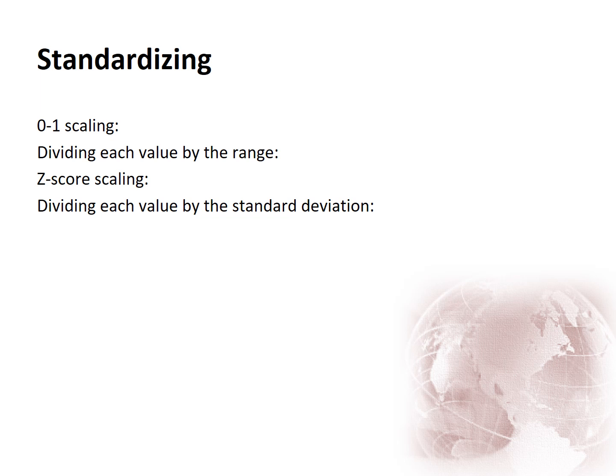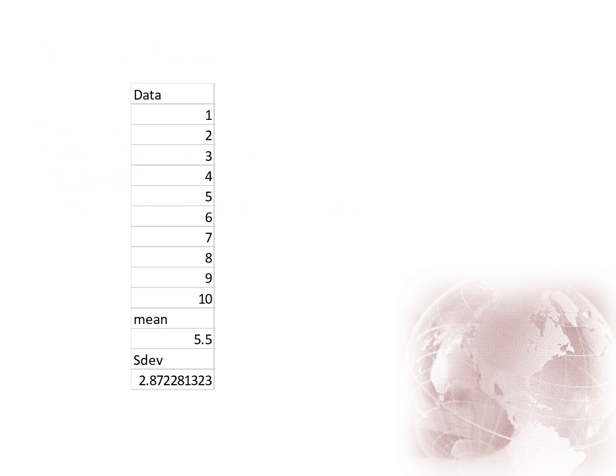Standardizing 0 to 1 is a pretty good technique. Z-scores are also pretty good. There's others, dividing by the range and standard deviation, for example. These next couple slides just show you what some of those calculations look like and what some of those equations are. I'm not going to ask you those on the exam.